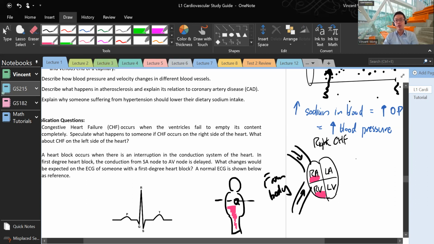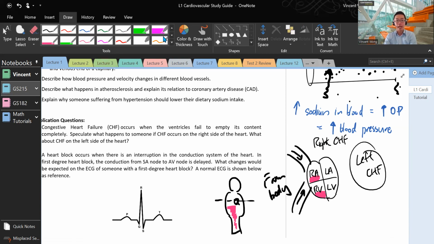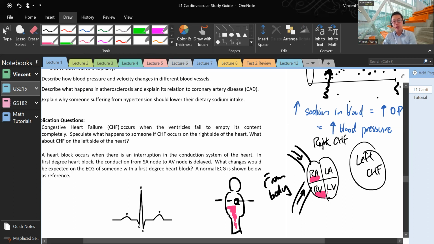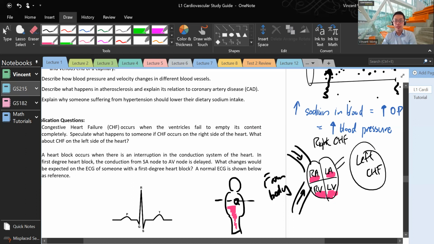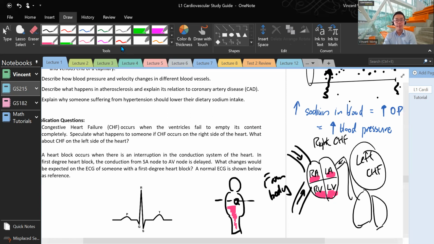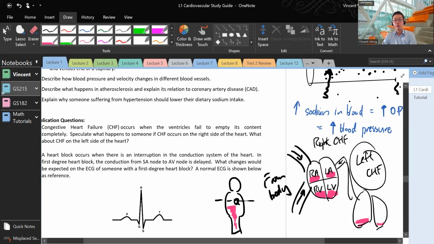On the other hand, if you have left, excuse me, my allergies are in full swing. We have the left congestive heart failure. That occurs on the other side. And this time, you are not able to empty your ventricles. That means you're not going to be able to empty your atrium. And the left atrium is from the lungs, right? Okay, so this is all from the lungs. And so you will have accumulation of fluid in the lungs. So if it happens on the right side, you will have pooling in the legs. If it happens on the left side, then you will have pooling in the lungs.